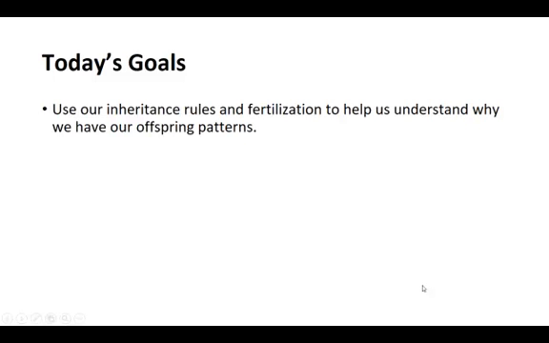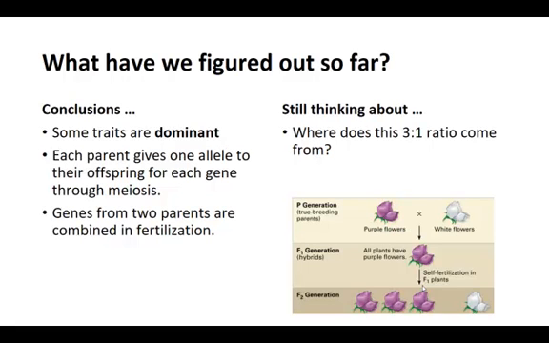Okay, today we're going to continue using our inheritance rules and what we know about fertilization to help us understand why we have some interesting offspring patterns. So far we've spent some time thinking about how some traits are dominant, but yesterday we talked about how each parent can give one allele to their offspring through meiosis and how that fertilization can let us see some recessive traits that show up later on that aren't in either parent. So we saw that with our little albino girl, but we're still thinking about why in the F2 generation we have this 3-to-1 ratio.